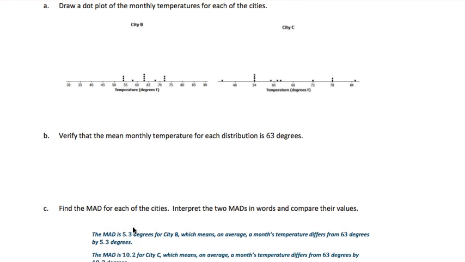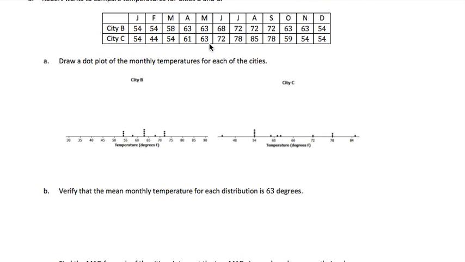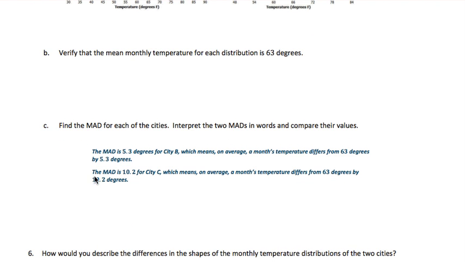Remember, we do that by finding the absolute value of the differences. So we would do, for example, in city C, 54 minus 63, which will give us -9, and then the absolute value is 9. 44 minus 63, 54 minus 63, 61 minus 63, and so on. And then we would have all of these 12 values that would add up and divide by 12. And that's what gives us our mean absolute deviation of 10.2 or 5.3.